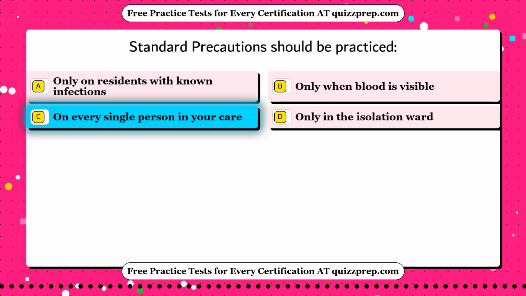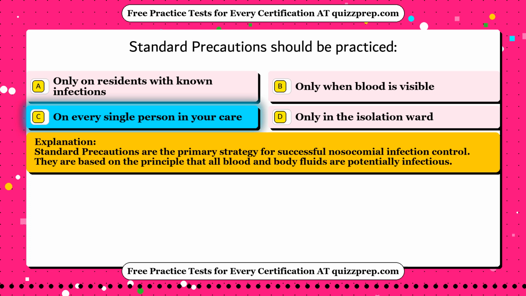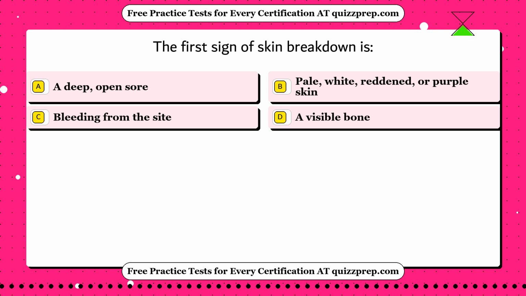The correct answer is option C, on every single person in your care. Standard precautions are the primary strategy for successful nosocomial infection control. They are based on the principle that all blood and body fluids are potentially infectious. Question 93. The first sign of skin breakdown is: Option A, a deep, open sore.